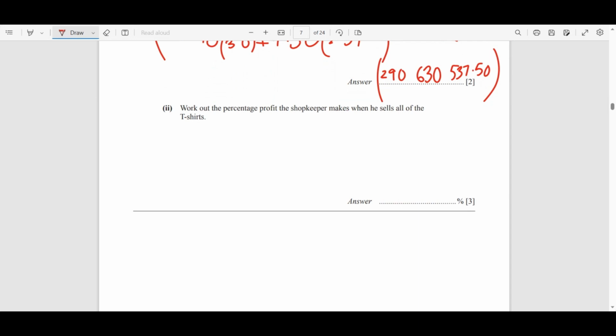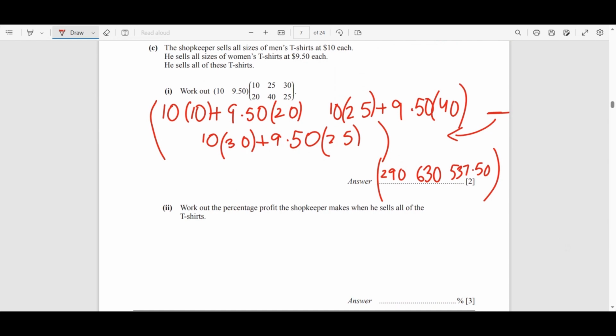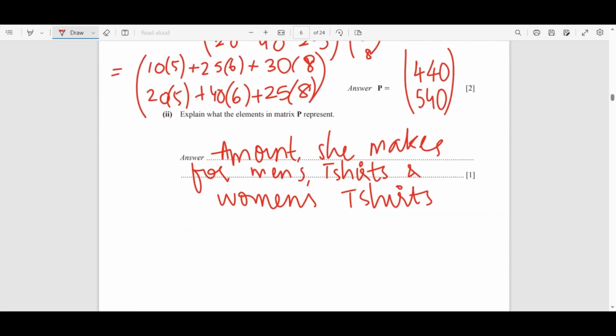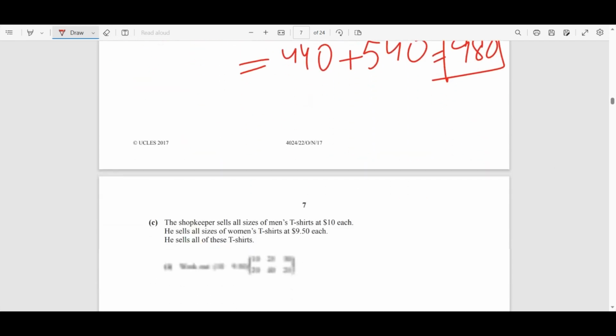Work out the percentage profit the shopkeeper makes when he sells all of the t-shirts. Okay. Now this basically calculates the amount she makes, which is 440 plus 540. This gives us 980, right? 980 is the amount she's going to make, right?